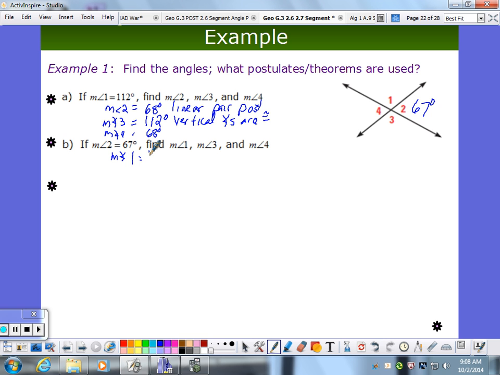Well, the measure of angle 1, since it's a linear pair out of the 180, you have to subtract 67 from 180. So 180 minus 67 would be 113. Good. That was a beautiful explanation. She basically explained the linear pair postulate, which is what she used.